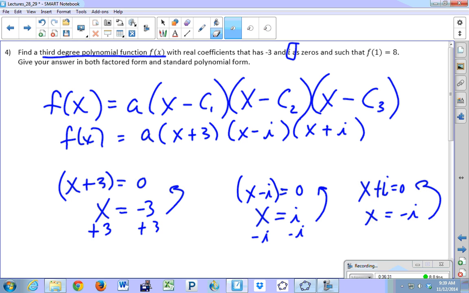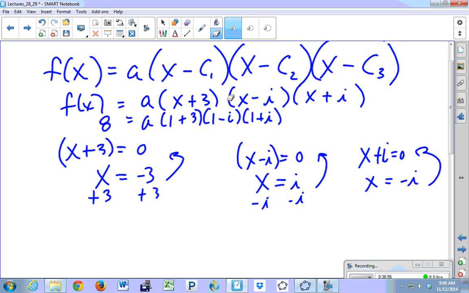But I gave you one bit of information. I told you a point that's on this graph. What's that point, Andre? What are the coordinates of 1, 8? So where I see x, I can replace it with 1. And where I see f of x, I can replace it with 8. And now I can simplify this. So I'm just going to move down a little bit here. 8 equals a times 4.